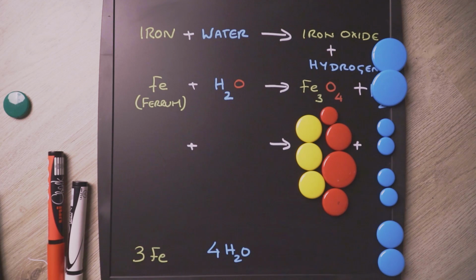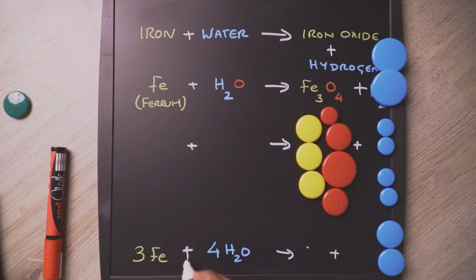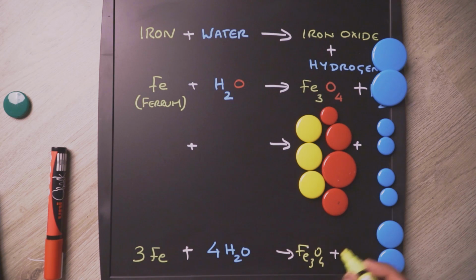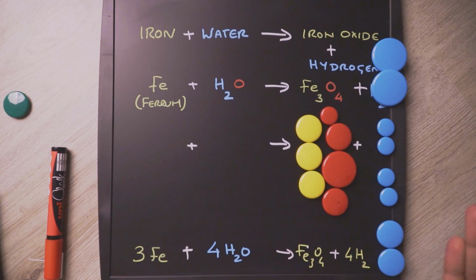So that means my equation now becomes Fe3O4 plus 4H2. Now you can see that every single atom that was on the left hand side has now found a place on the right hand side. So this equation is now a balanced chemical equation. And you visually saw why we had to do it.